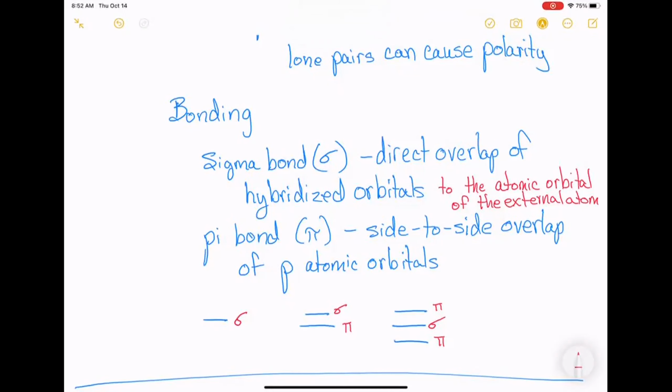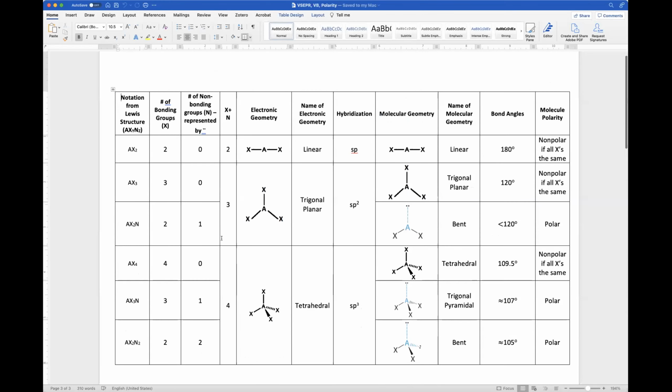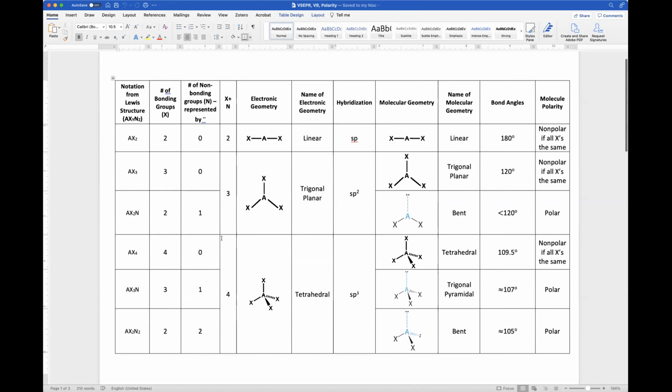So I am going to stop share again, and I am going to share my screen again. So last week, in the document I passed out, I think it started on page 3, you would see this mammoth table.